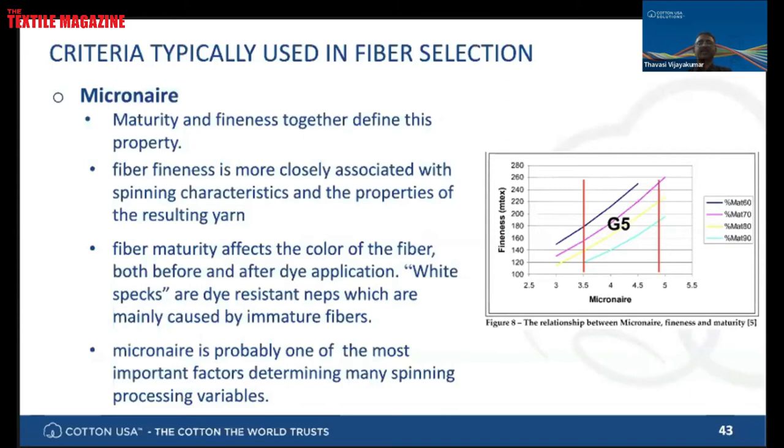Maturity is a deciding factor for dye pickup, and it also influences the neppiness tendency. Fineness is more closely associated with yarn properties. Hence both these parameters decide the micronaire. Micronaire is the most important parameter determining many process parameters like card production, yarn count, twist multiplier, dyeability, etc. We can even call it the king of parameters as far as spinning technology is concerned.